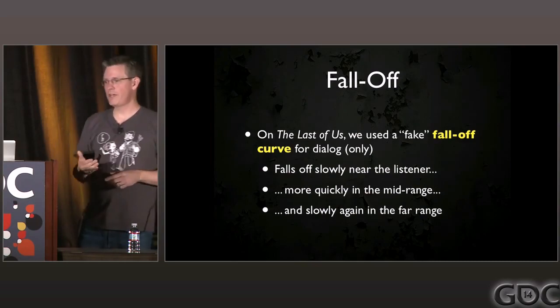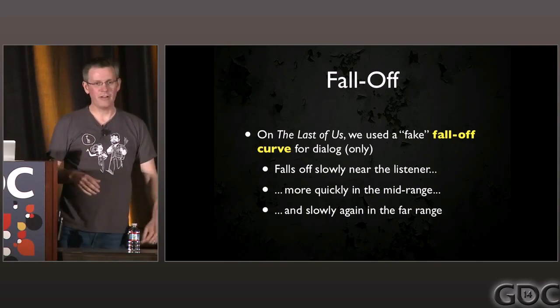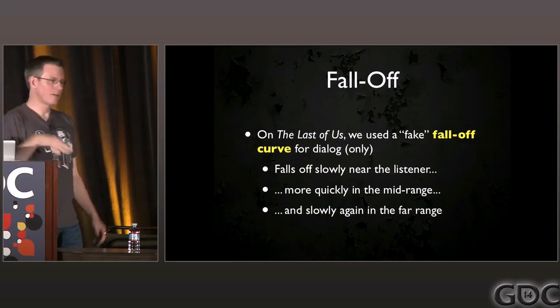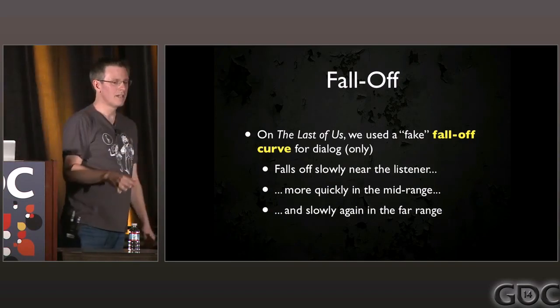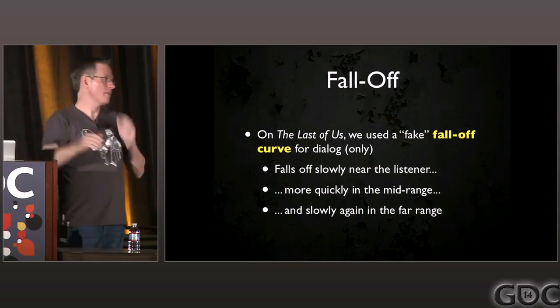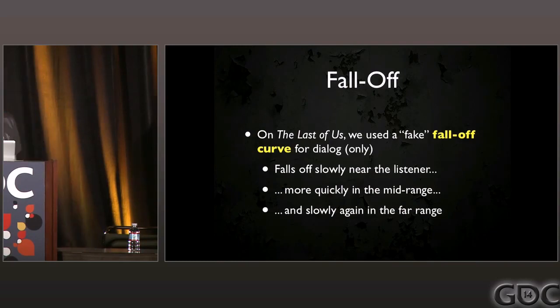And in this case, we chose gameplay. So we said, forget the falloff curve. We're going to invent our own fake falloff curve. It falls off slowly near the listener, a little bit more quickly in the mid-range, and then slowly again in the distance, allowing us to provide the sense that they're either close or far away, but not having it attenuate off to the point where it was illegible, or inaudible, I should say.